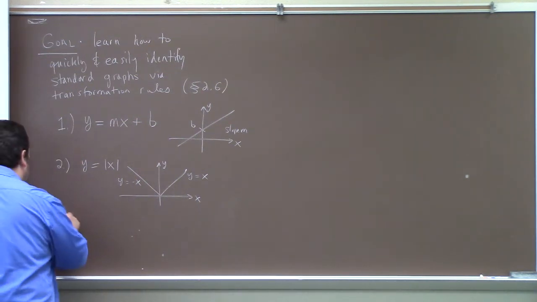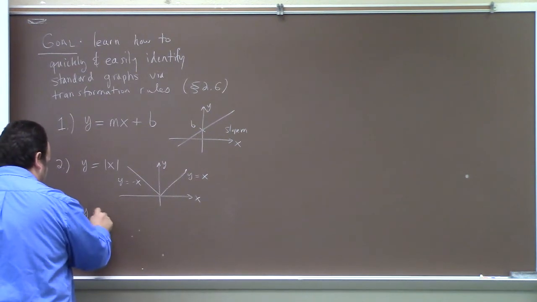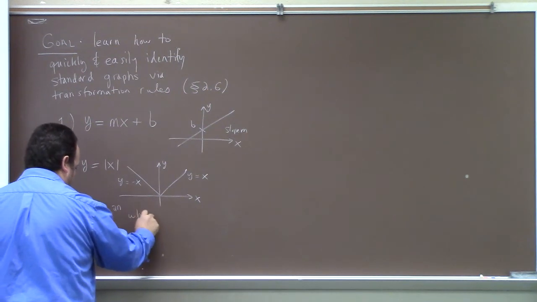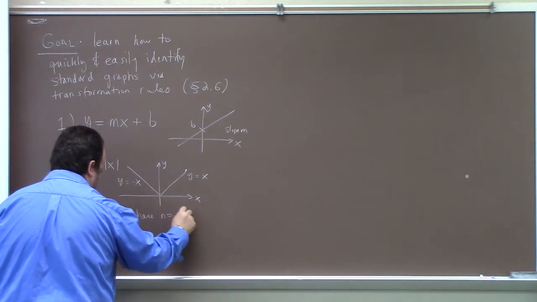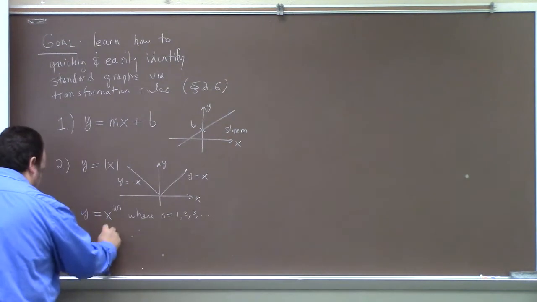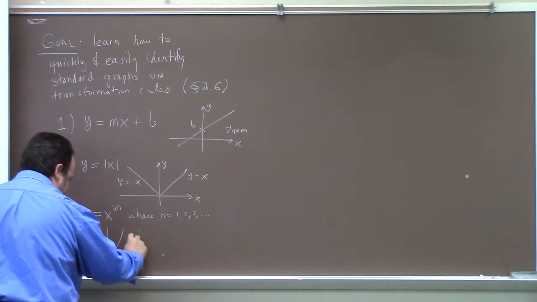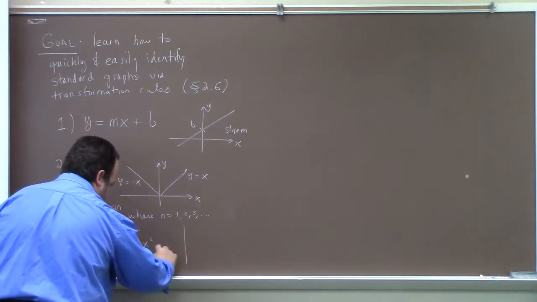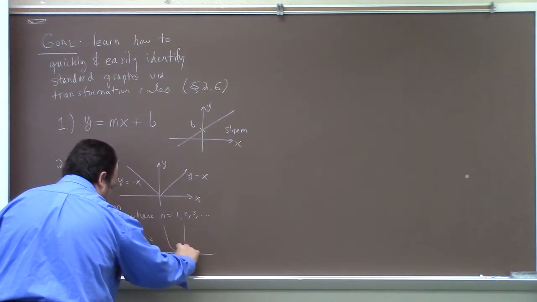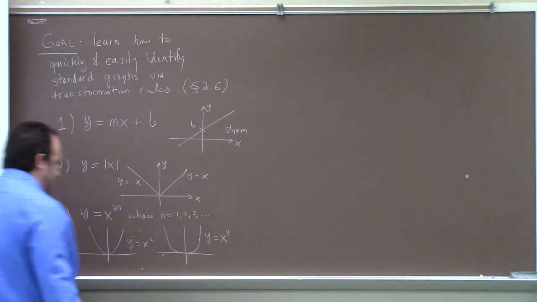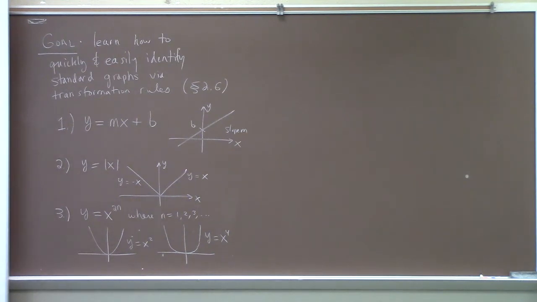Third, you have y equals x to the 2n, where n is 1, 2, 3, and so forth. That would be y equals x squared, y equals x to the fourth, and so on. As you go out to higher and higher powers, remember we talked about how it looks like a goalpost if you look at x to the 100. We know that.